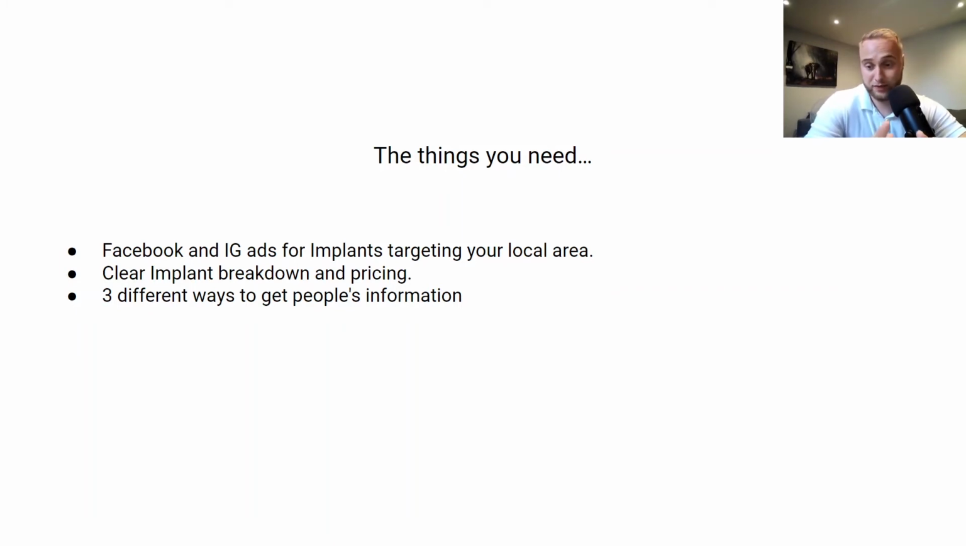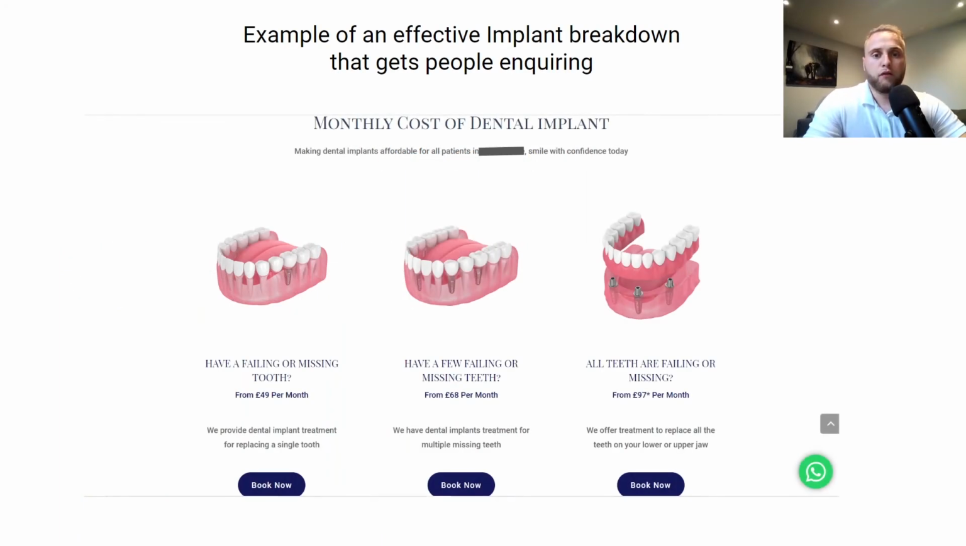That's fundamental, that is key, completely key, and I'm going to show you how to do that. Here's an example of what an effective implant breakdown would be, just in case you're wondering. So this is actually from one of my clients here, and you can see they've got a simple diagram that they're advertising, which shows in 3 simple stages 3 different types of implants that they're offering, and also the from monthly prices for each one.